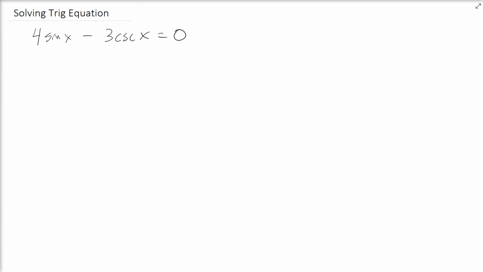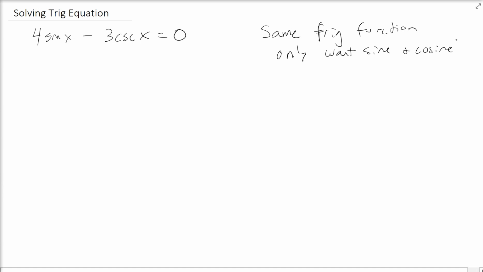Here's a trigonometric equation that we want to solve. It's 4 times the sine of x minus 3 times the cosecant of x. So with any of these trig equations, you want the same trig function in the entire equation. And typically you only want sines and cosines. So you want to change anything that's not a sine or a cosine into a sine or cosine.